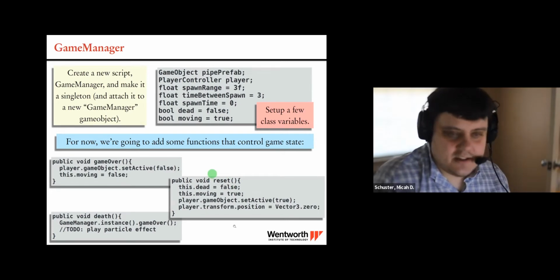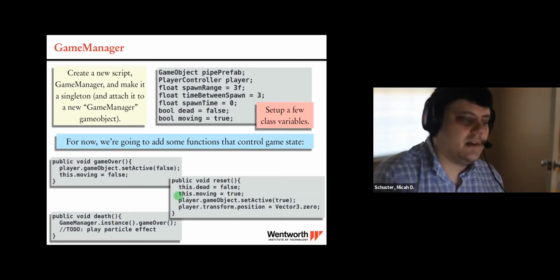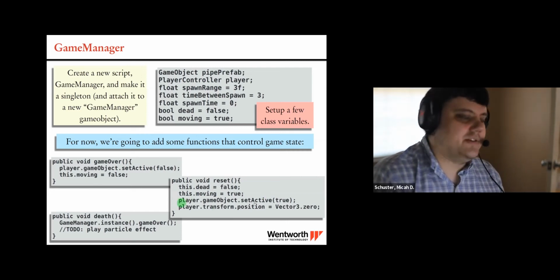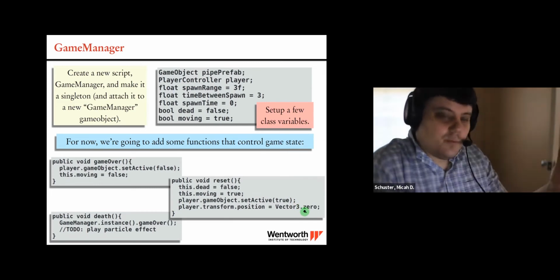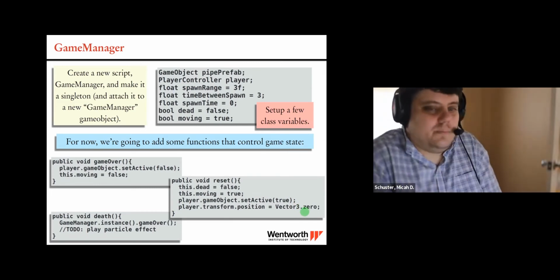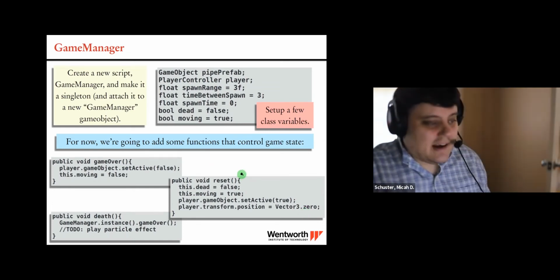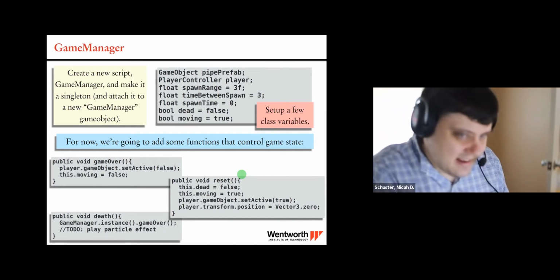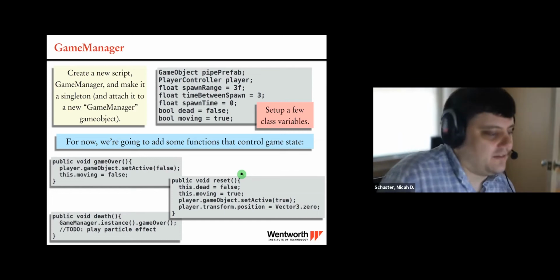There's a reset as well that makes it so you're not dead anymore, and I'm probably missing this.dead equals true or something somewhere. I think maybe that's at the player class. But moving equals true. We set the player to active, and we set the player's position back to 0. So just some reset stuff to get us back to where we were to potentially play again. So having a function to do that, even though we're not necessarily going to use it today, if you add a reset option into your game, this would be something that you would definitely call.